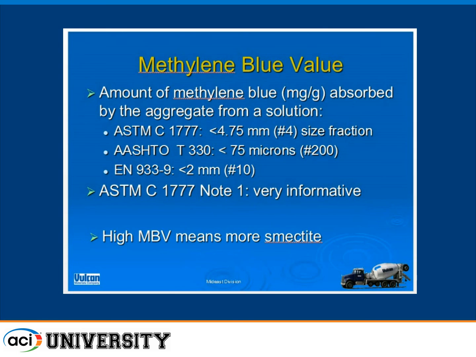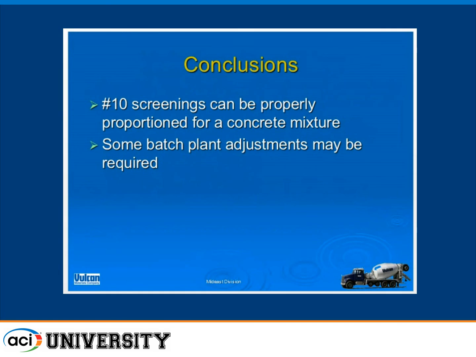ASTM C1777 is a much better method because it uses a special colorimeter, okay, and it shines a special wavelength to it, and you can actually measure the amount of absorption. AASHTO is more of a subjective test. But anyway, the one thing that you should know is that when you have a high methylene blue value, that means there's more smectite in the number 10 screenings.